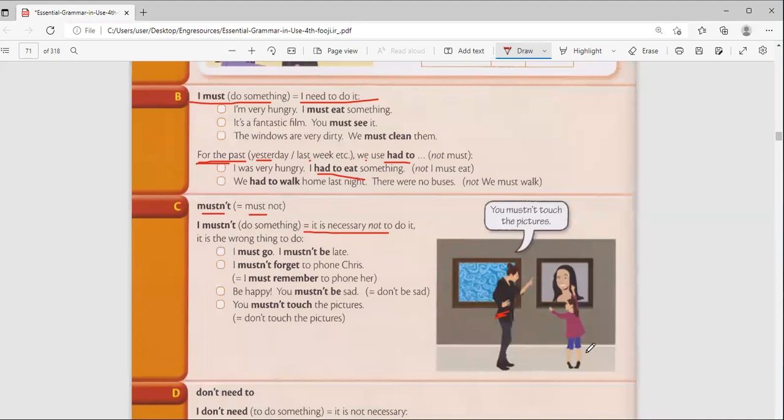It's wrong, you see. I must go. I mustn't be late here. Like going for an interview, you mustn't be late because if you go there late, it's not good. I mustn't forget to phone Chris, meaning I must remember to phone her. Be happy. You mustn't be sad. You mustn't touch the pictures, meaning if you touch, it's not right.